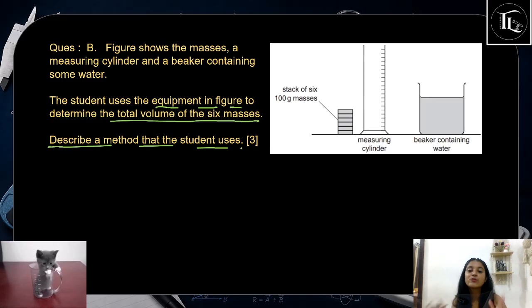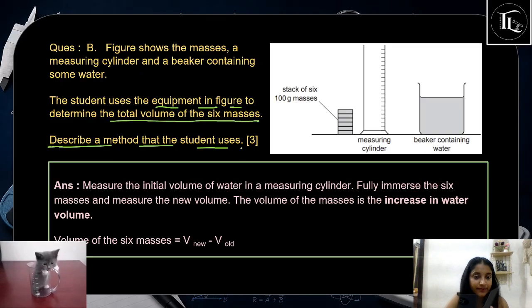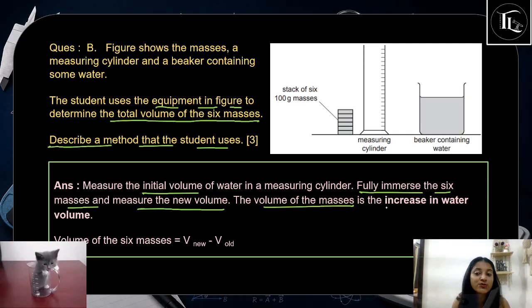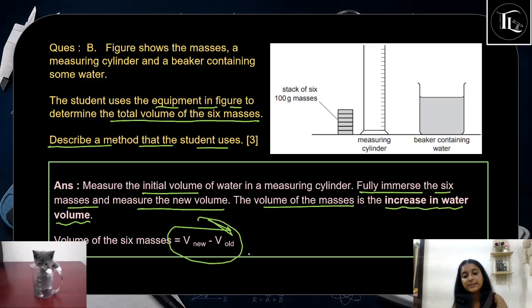So you put water in the measuring cylinder, you take the reading, you put the masses in the measuring cylinder, immerse them completely, and again take the reading. And now if you subtract those two volumes that you just noted down, you will get the volume of the 6 masses. So measure the initial volume, immerse the 6 masses completely, and measure the new volume. The volume of the masses will be the increase in the water volume. So that is V new minus V old, and you get your answer. I hope it's clear.